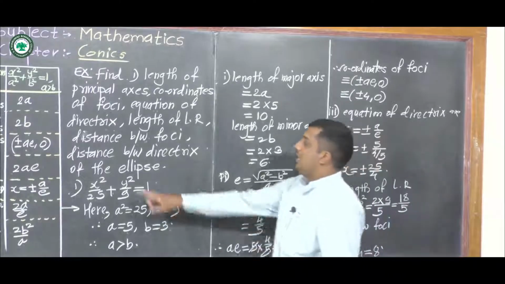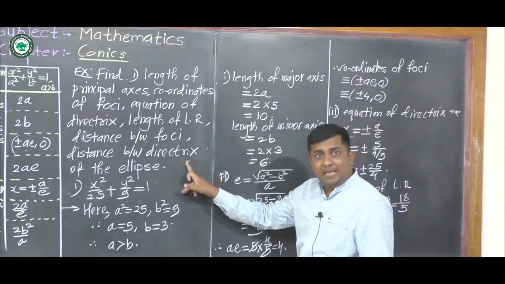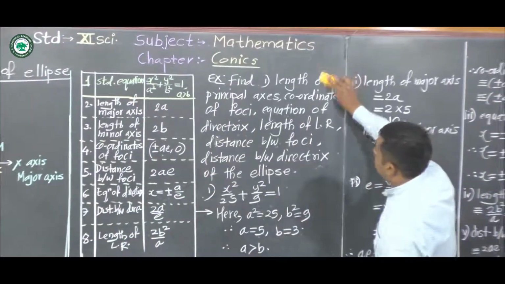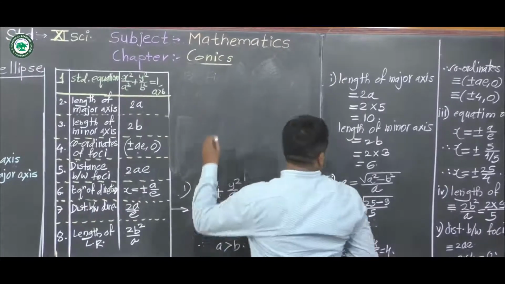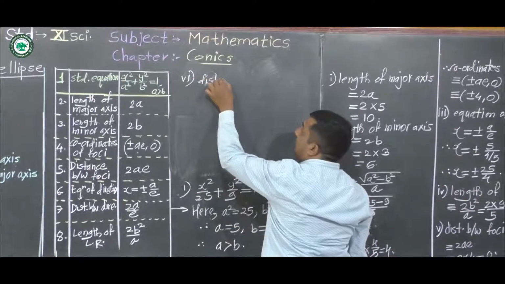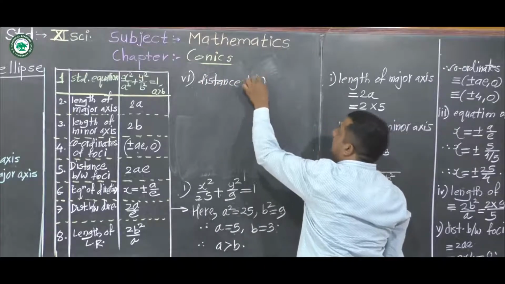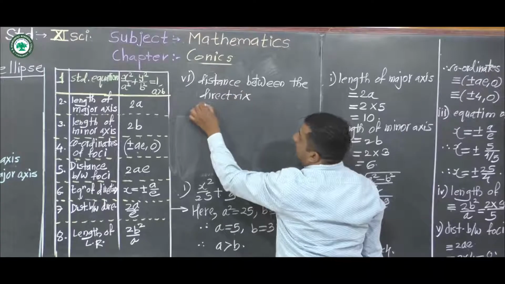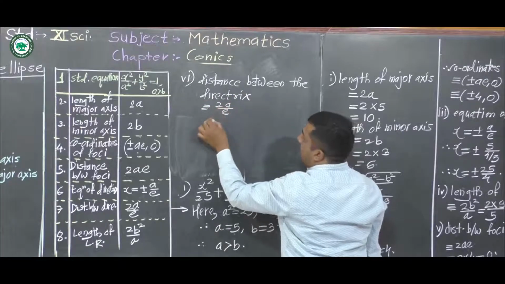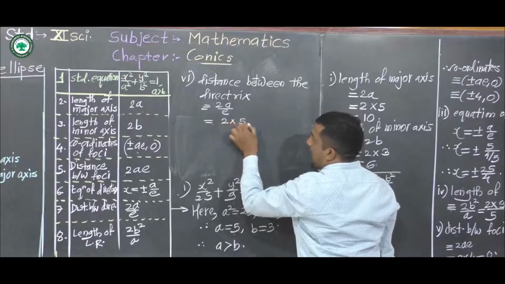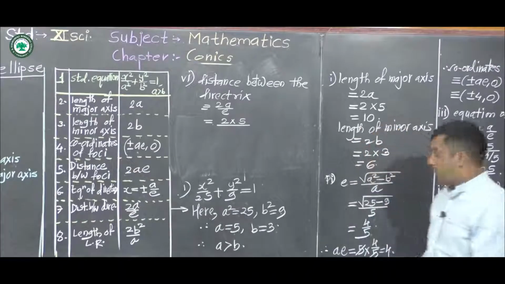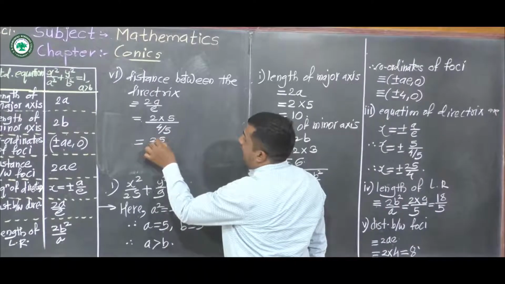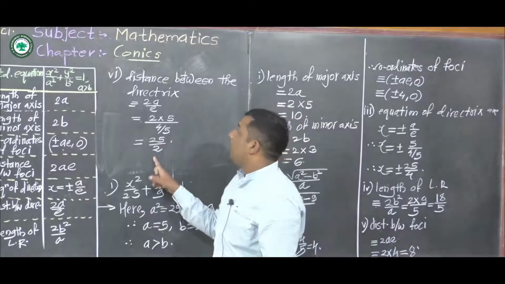And in the last, the distance between the directrix. The distance between the directrix is twice a upon e. So in the last point, point number 6, the distance between the directrix is equal to twice a upon e, which is 2 into a, which is 5, then divided by e. We know e is 4 by 5. And lastly, we get 25 by 2.